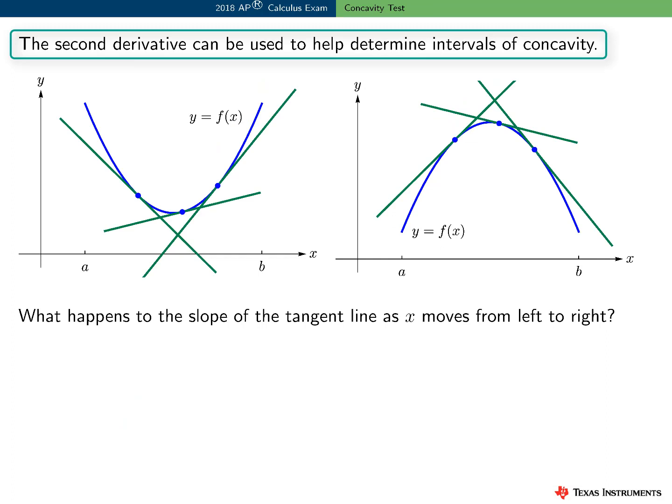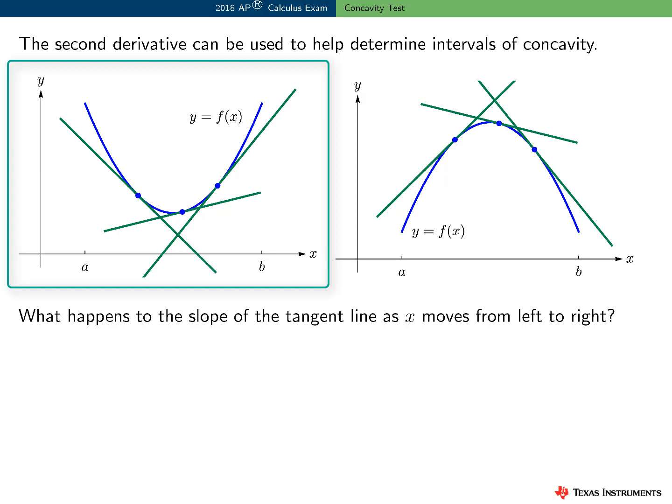Now that we have a definition of concavity at a number, we need some help to determine the intervals on which a graph is concave up or concave down. And the second derivative can be used to help determine these intervals of concavity. In this first figure, the graph of f is concave up. As x moves from left to right, the slope of the tangent line is increasing. This means that the derivative f prime is an increasing function. And this means that its derivative, f double prime, is positive.